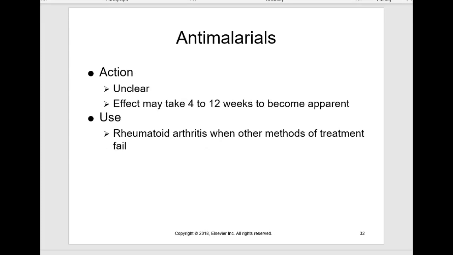And finally, antimalarial drugs may be used to treat rheumatoid arthritis when other methods of treatment fail. The mechanism of action and how it works in treating rheumatoid arthritis is not quite clear. The effect may take 4 to 12 weeks to become apparent. And it is used again when all other methods of treatment fail.